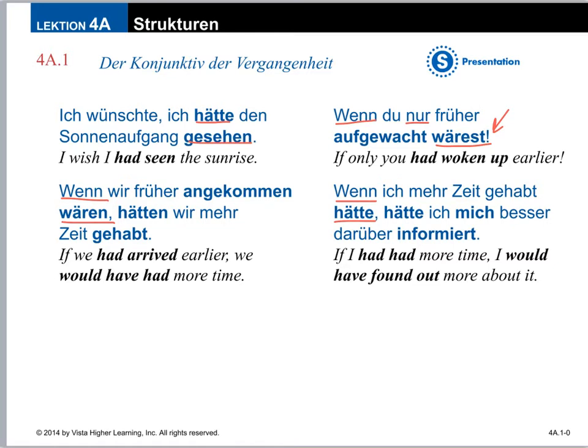früher, earlier. Wenn wir früher angekommen wären, if we would have arrived earlier, hätten wir mehr Zeit gehabt. So we would have had more time. So ankommen, to arrive, means that you have changed your location from being in one place to now arriving somewhere new. So it uses wären. Whereas haben, being gehabt here, uses haben as a helping verb. So it's hätten. Hätten wir mehr Zeit gehabt. We would have had more time. Wenn ich mehr Zeit gehabt hätte, so if I had more time, hätte ich mich besser darüber informiert. I would have informed myself better about it.